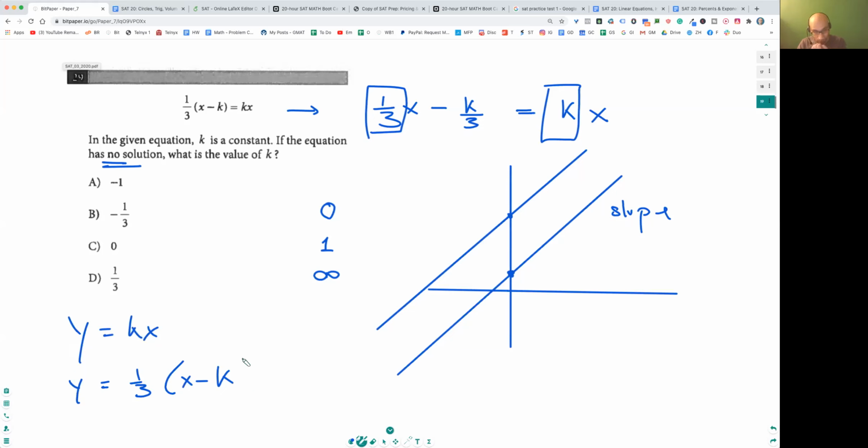All you need now, the most important part, is to find out that the slopes are the same. How are the slopes the same? The coefficient of the x is going to be the same. That means k is equal to 1 over 3. So k is equal to 1 over 3, and that's the answer over here. As simple as that. Okay.